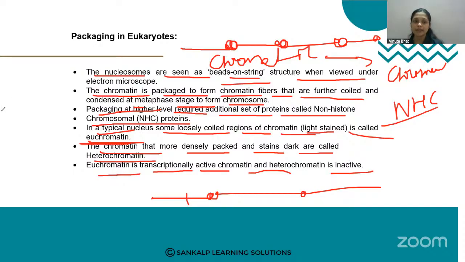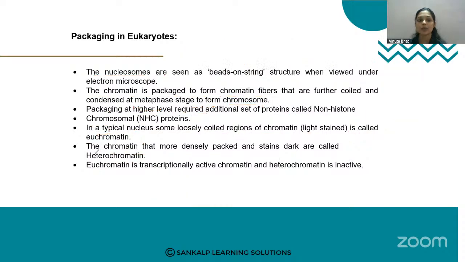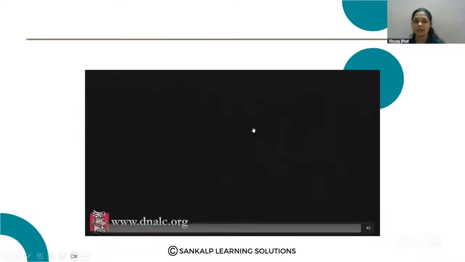If they ask you this, write the difference between the heterochromatin and the euchromatin. What is NHC protein? Non-histone chromosomal proteins, NHC protein. Then, very important, heterochromatin and the euchromatin. That is very important. That is about the packaging of DNA in eukaryotes.